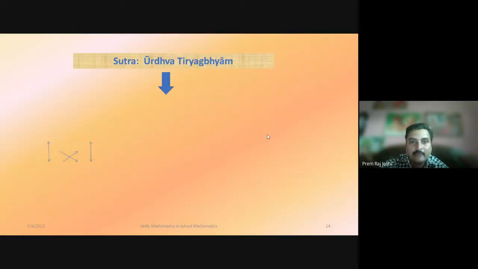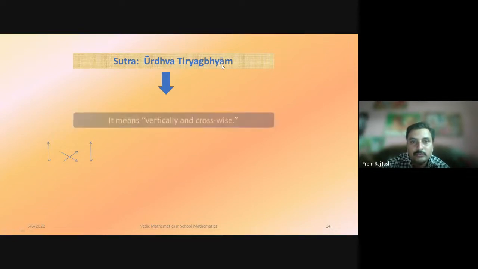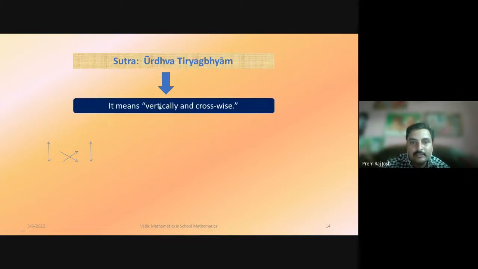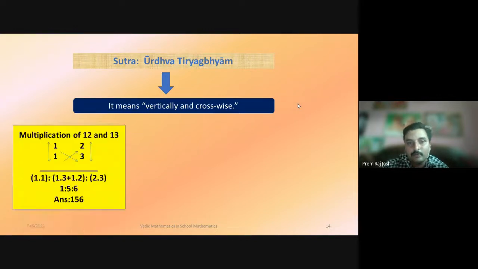So I am going to another sutra, Urdhva Tiryagbhyam. As this is a Sanskrit word, it is difficult to pronounce well. It basically means vertically and crosswise. This is also a very important formula, and it is useful for multiplying numbers.